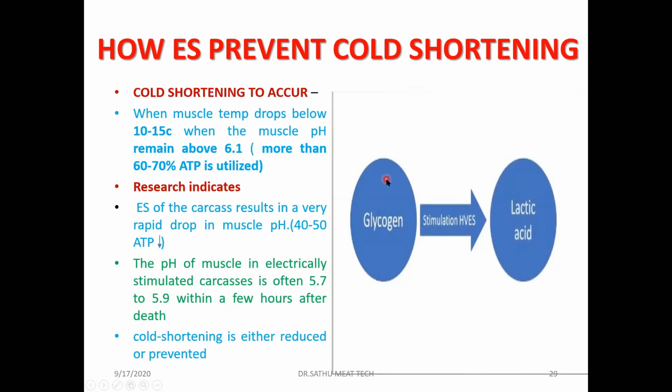But when you do electrical stimulation, there is a rapid fall in the pH. Within 2 to 4 minutes, the pH will fall to around 6.5, and further reductions in the pH will also take place rapidly. Then a pH of around 6 can be attained in around 1.5 to 2 hours. If you then keep it at a temperature of 10 to 15 degrees centigrade, it is not going to have cold shortening because there is not sufficient ATP. That is how cold shortening can be prevented by using electrical stimulation.